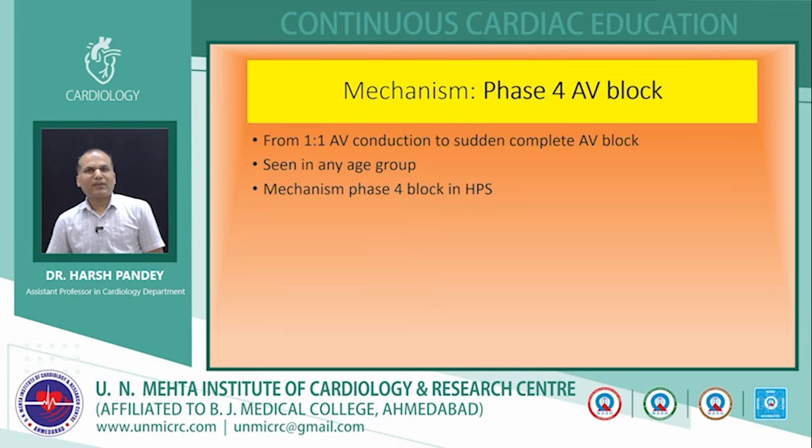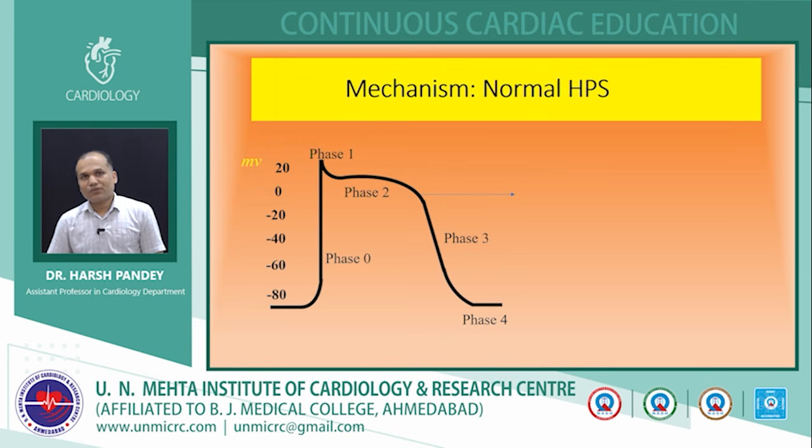This phenomenon is explained by phase 4 AV block, and in these cases there is a transition from pseudo AV conduction to the sudden development of complete heart block. It's seen in any age group, and the mechanism is a phase 4 block in the His-Purkinje system. Normally in the His-Purkinje system you won't see any phase 4 activity of the action potential. Whenever phase 3 is completed, the impulse will arrive and the tissue will start developing an action potential.